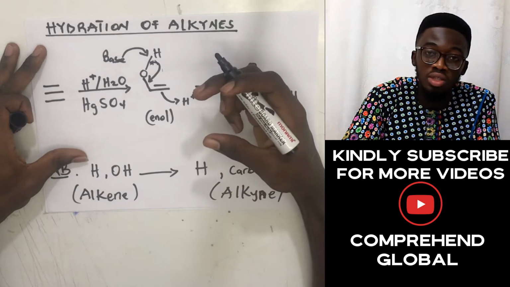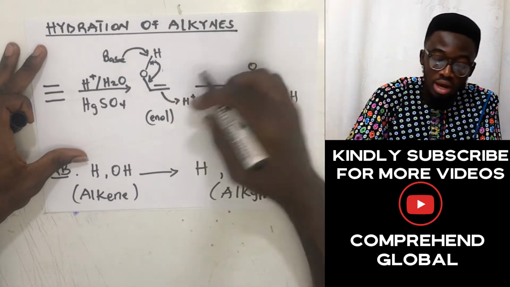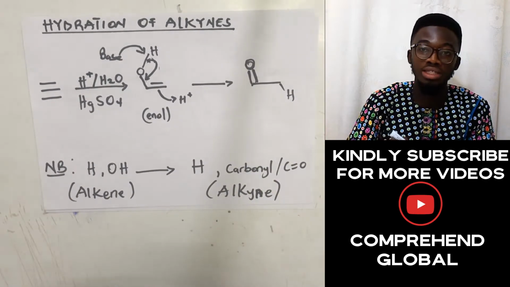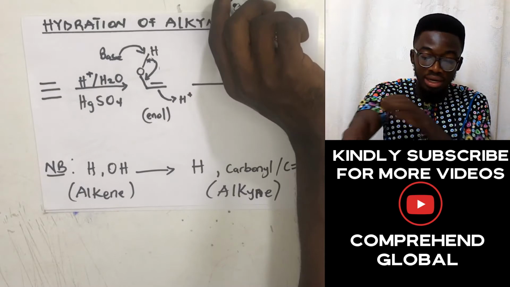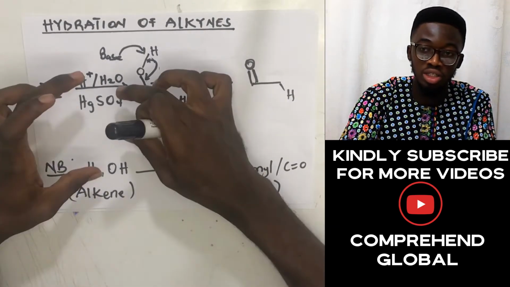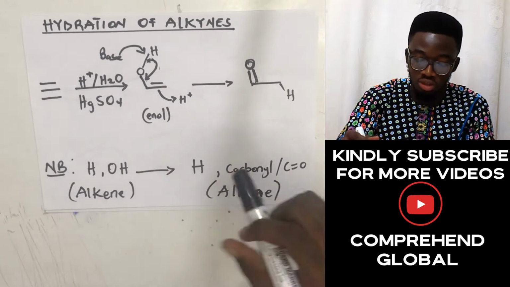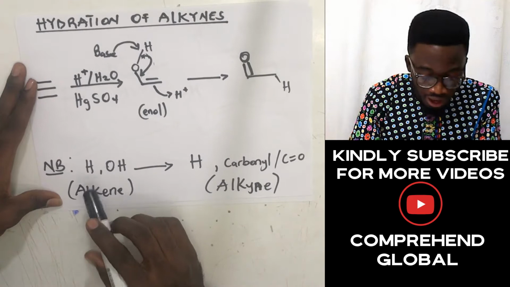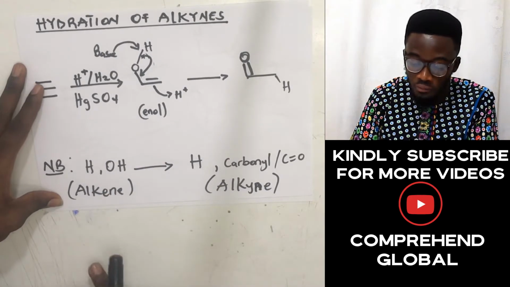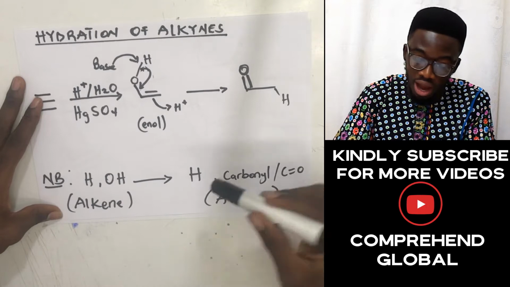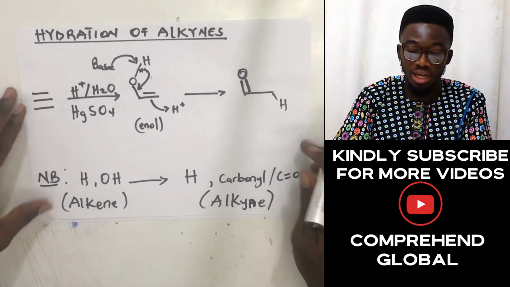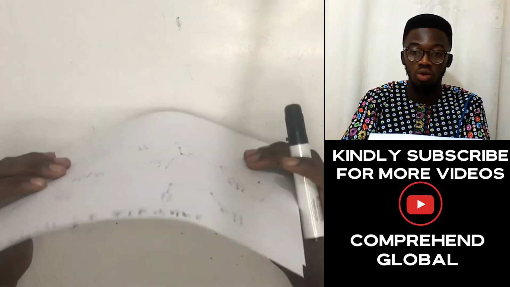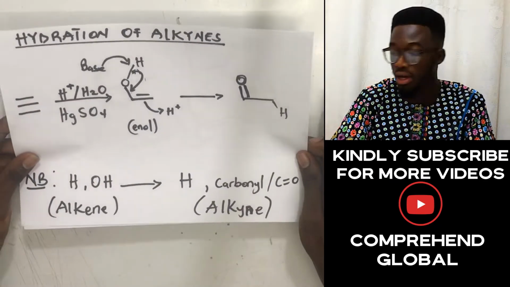What you have to take note of is that there is a formation of an enol, and then it moves on to form a C double bond O. That's a carbonyl. So when you add this, instead of forming an H and an OH, it forms a carbonyl with an H. Take note: for an alkene, we just add an H and then an OH. But for an alkyne, we add an H and then what? A double bond, that's a carbonyl. So we have examples that we are going to talk about on this hydration of alkynes.